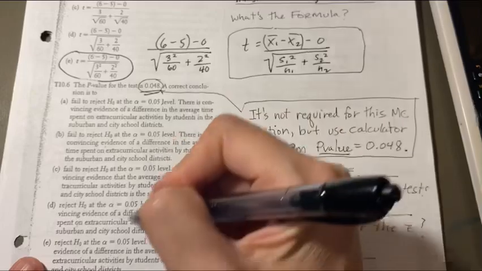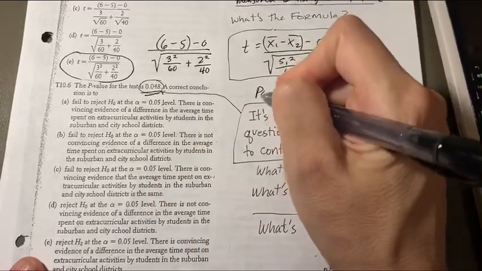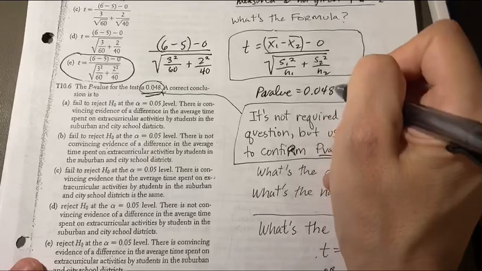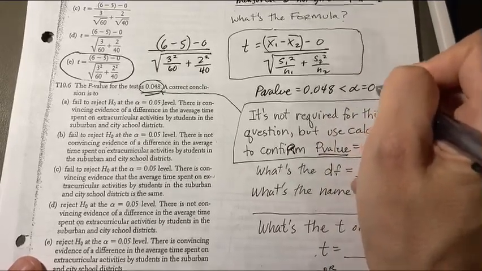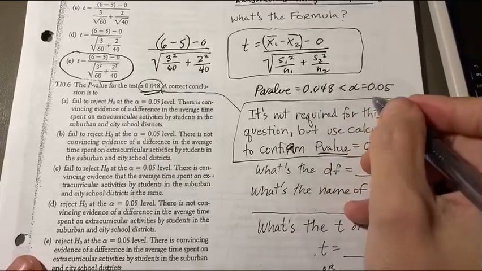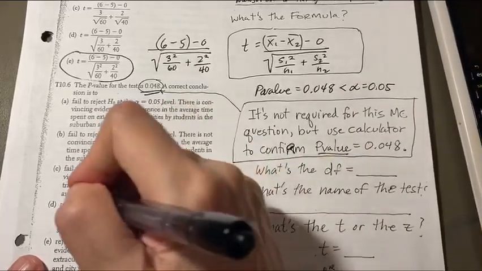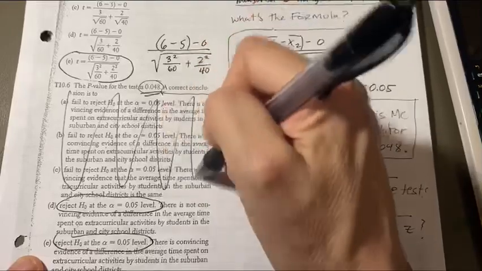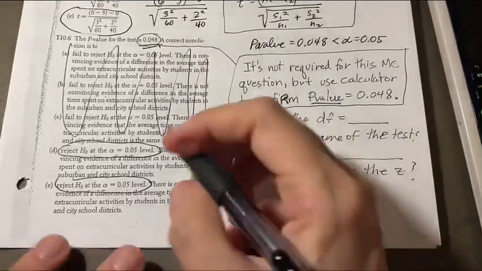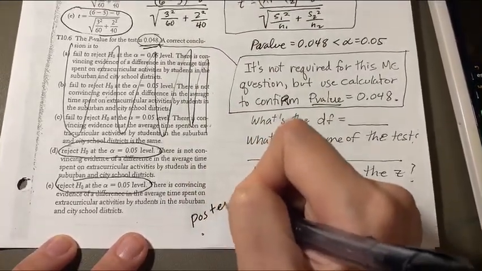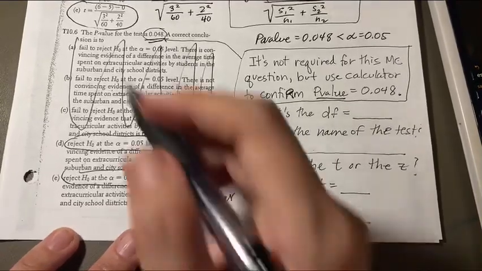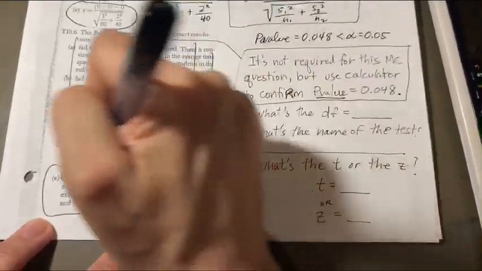Since all of these say at this level, the p-value is 0.048, and since that's less than alpha, 0.05, we should go through door number 1, reject the null hypothesis. All right, so these are out. Now, what else does the poster say? The poster says there is convincing evidence that there is a difference. So we're going to pick E.